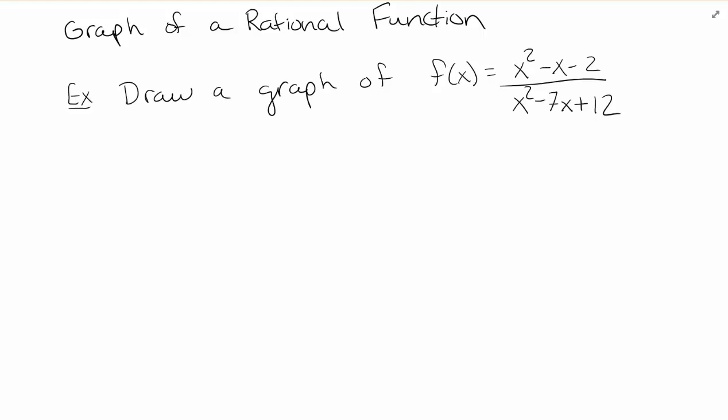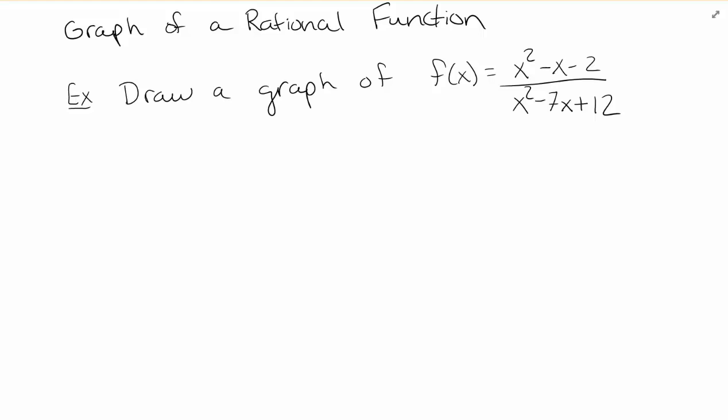Let's talk about the graph of a rational function. To do that, I'm going to draw a graph of f of x is equal to x squared minus x minus 2 over x squared minus 7x plus 12. It's a rational function because I have variables in the numerator and denominator, in a way that the numerator is a polynomial and the denominator is also a polynomial.